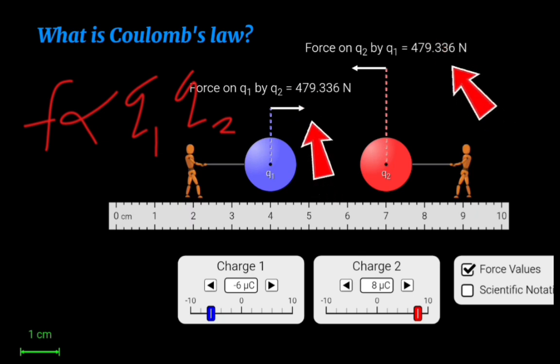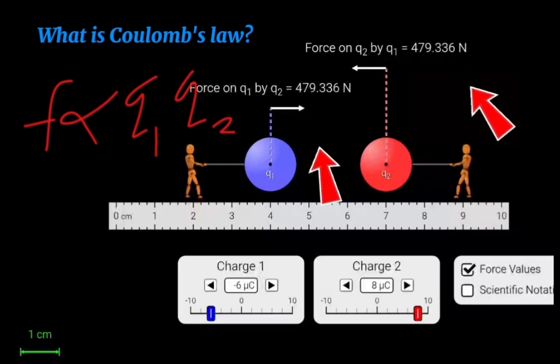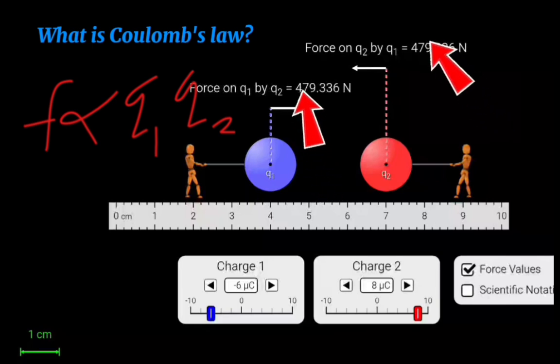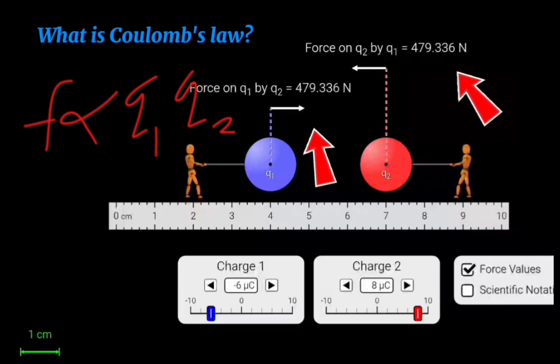You can see that the force exerted on Q1 by Q2 is given as 479.336 Newton, while the force on Q2 exerted by Q1 is equal to 479.336 Newton, the same as the force exerted on Q1 by Q2. So these forces are equal.